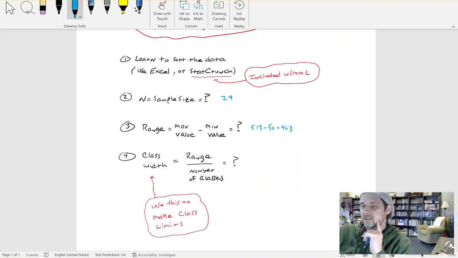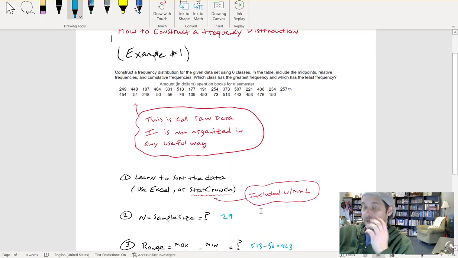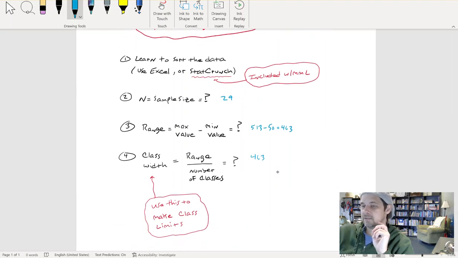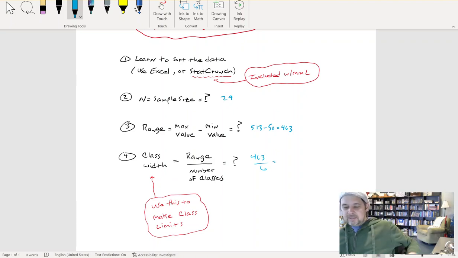So we'll get 463, and the number of classes is always up for discussion in general, in principle, but at least on my assignment that I made for you, it will always tell you. See how it says construct a frequency distribution for the given data using 6 classes. So I'm going to use 6 classes. Okay, now if I divide that, I get 77 point something. Let's see, 463 divided by 6, 77.17.